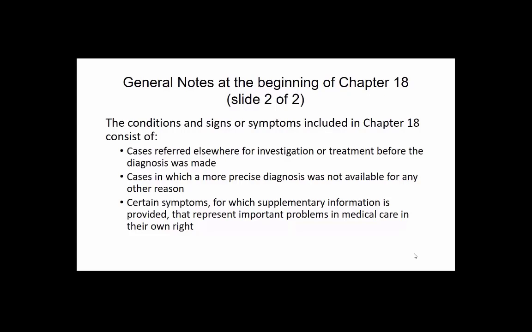And the sixth and final bullet point, certain symptoms for which supplementary information is provided that represent important problems in medical care in their own right. So if, let's say you're doing some research and you're following a certain condition and there's a symptom that you always see on, let's say, 60% of the cases, you might want to be coding that symptom to follow it to see if maybe there's something else going on. But you would have to have direction from the researcher or from your provider or your attending physician before you as a coder would know that.